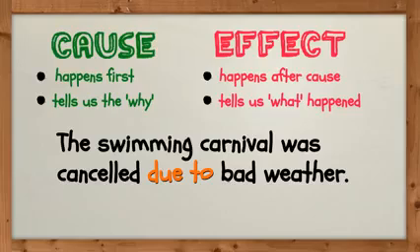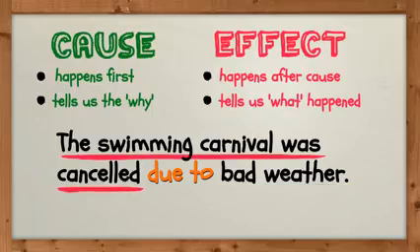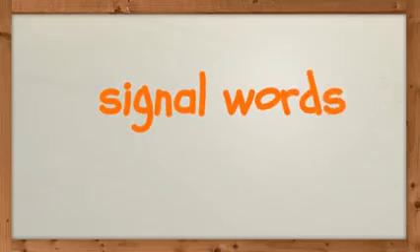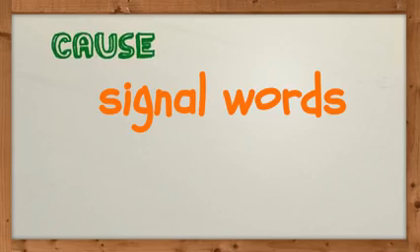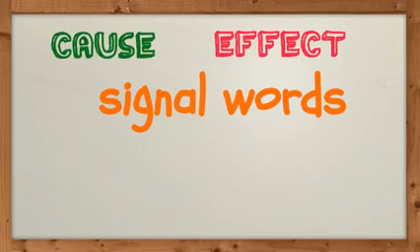How did you go? The cause is the bad weather because it was the event that happened first, and it tells us the why. The effect is the swimming carnival being cancelled because it happened after the cause, and it tells us what happened. Try some more on your own. In each sentence, identify the signal word or phrase, then decide which is the cause and which is the effect.